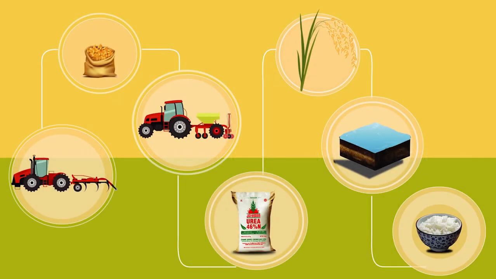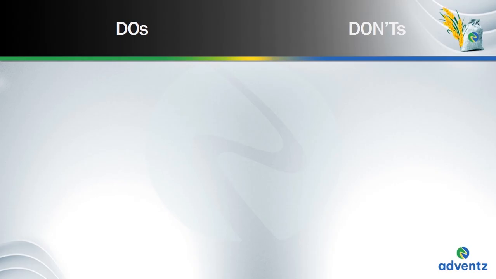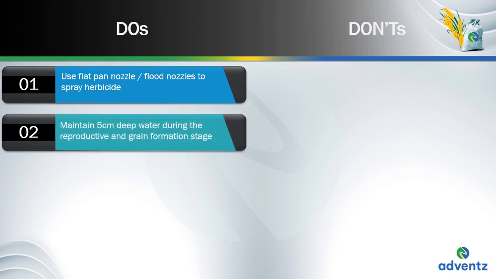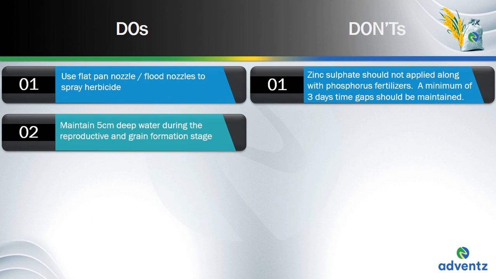For rice cultivation, there are few points which need to be kept in mind. The few do's and don'ts. We should use a flat pan nozzle or flood nozzle to spray the herbicides. We should maintain 5 cm deep water during the reproductive and grain formation stage. We also need to keep in mind that we don't apply zinc sulfate with phosphorus fertilizers. A minimum of 3-day gap should be maintained.